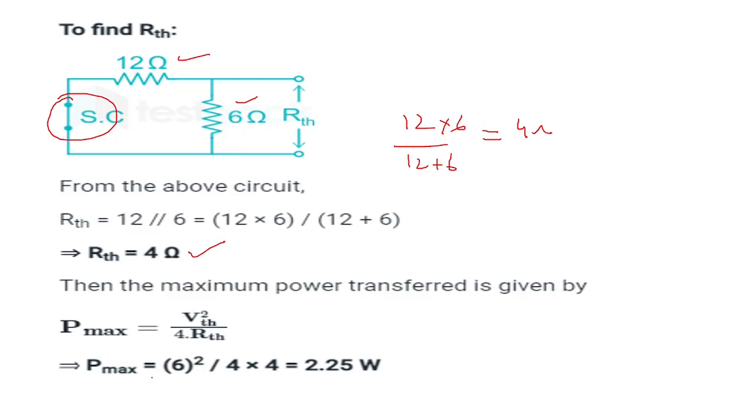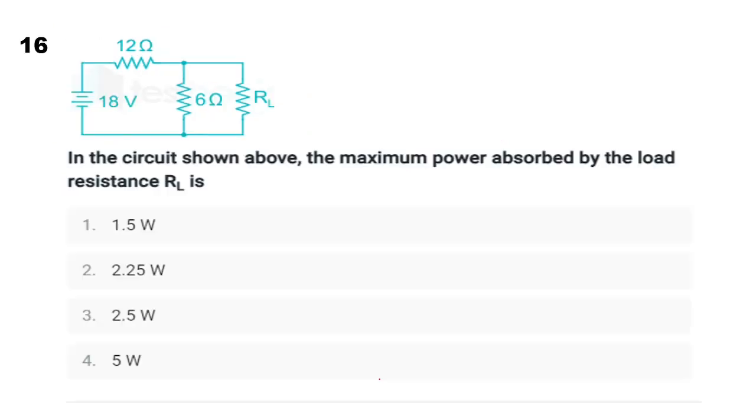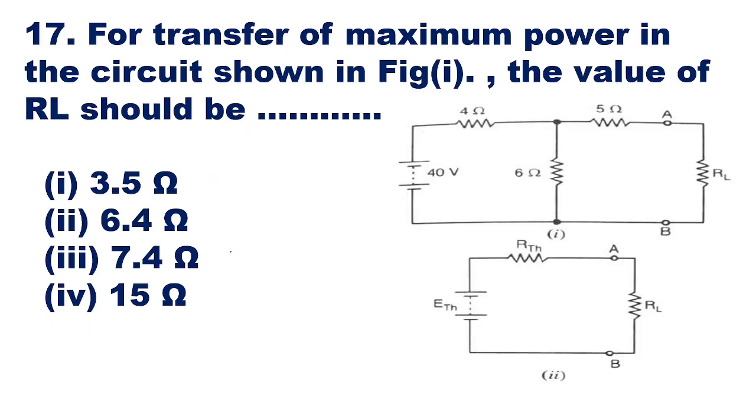So Pmax is nothing but VTH square upon 4RTH, which, if you substitute the values, you will get 2.25 watts. So 2.25 watts will be the right answer here. So here the second option, that is 2.25 watt, is the correct answer. It is the maximum power absorbed by the load resistance RL. Then we'll go to the next question.